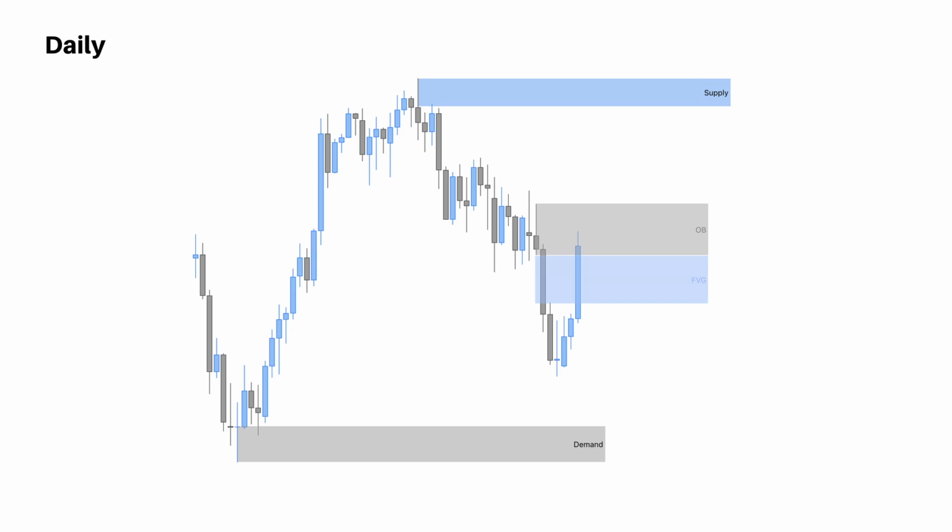Overall, the higher time frame is bearish, and there is still room for price to move before reaching the next important demand zone. This is all we need from the higher time frame. Identify the overall market sentiment and mark the key levels. Now let's move to the 4-hour chart.